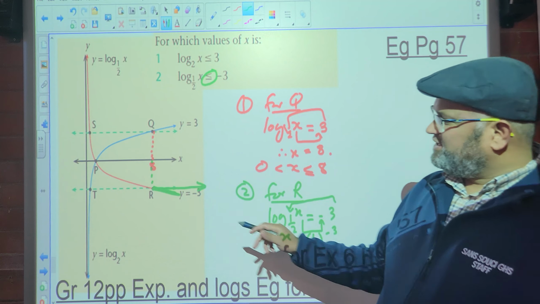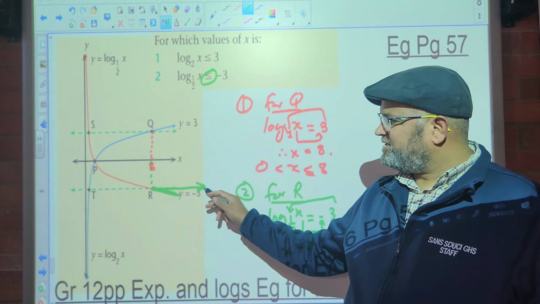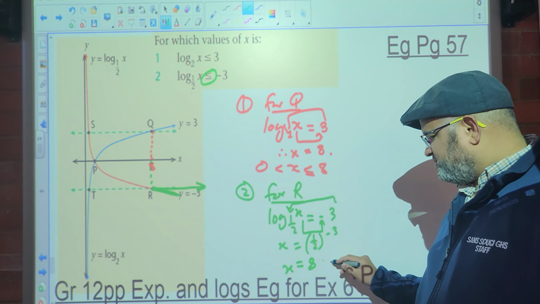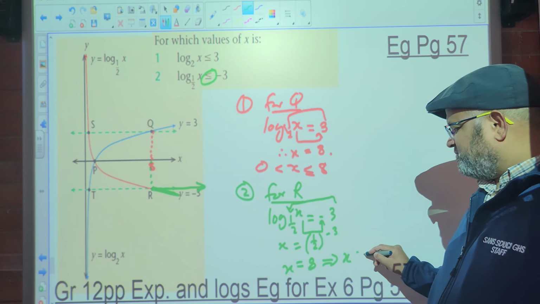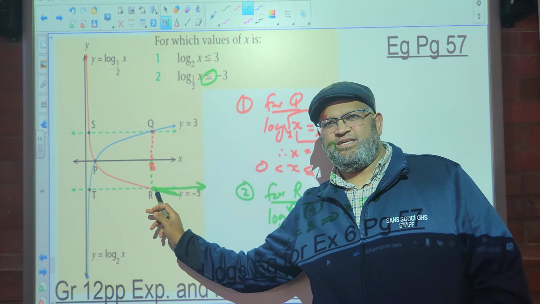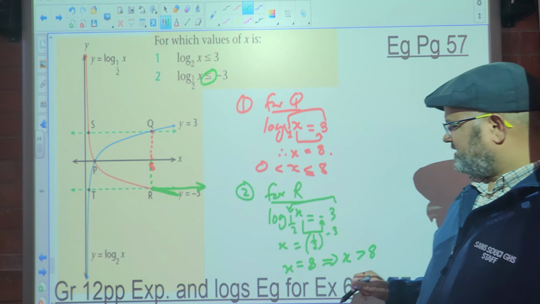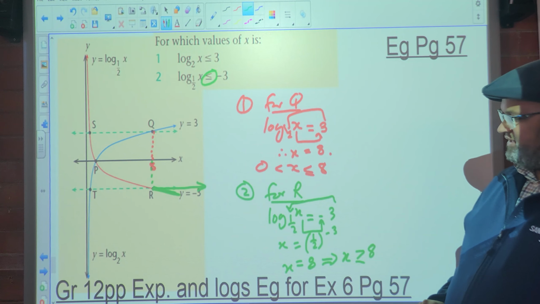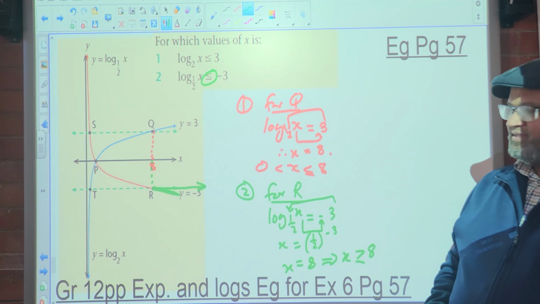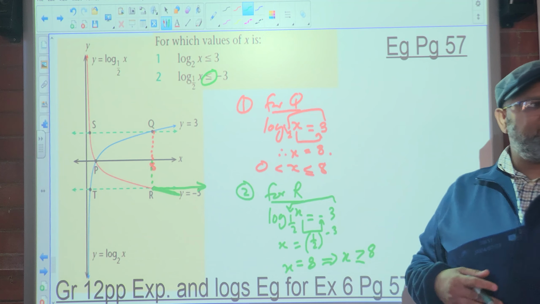So what do I say now? x must be more than, which implies x must be more than 8. Can it be equal at 8? Yes. Why? Because the graph is equal to negative 3 at that point. Okay. Is there any confusion there?